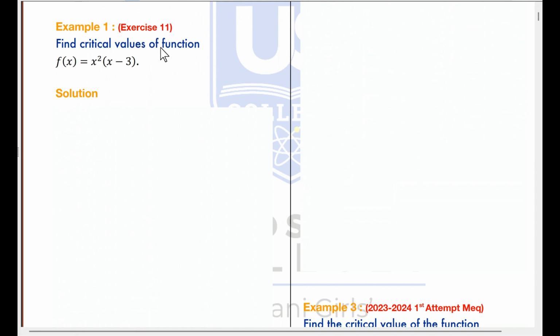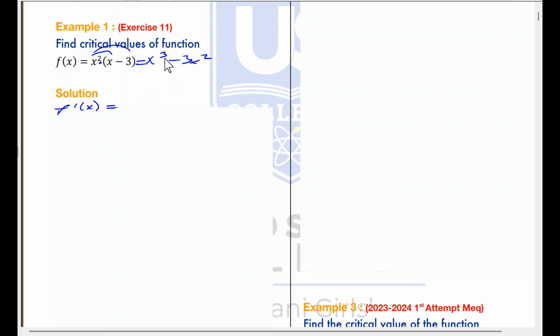Exercise 11. Find critical values of this function. So before I take derivative, I want to simplify this function first. Otherwise, I have to apply product rule. I don't want that. I just want to rewrite the function. So let's distribute x squared. It becomes x cubed minus 3x squared. That's my function. Now I'm going to take its derivative.